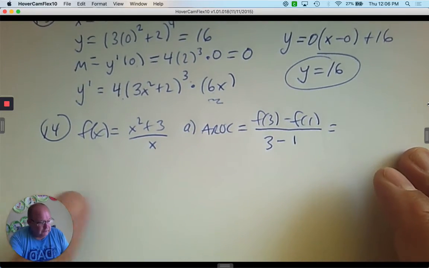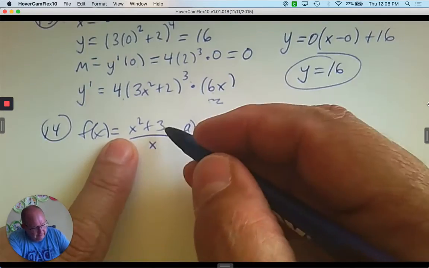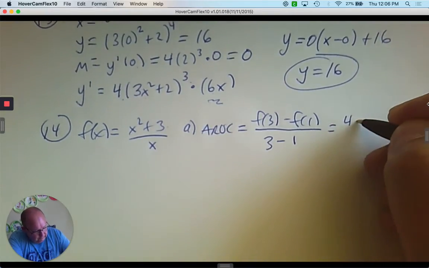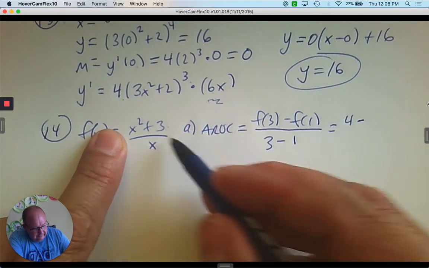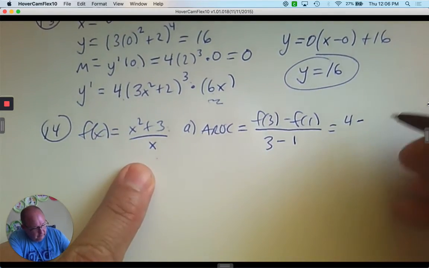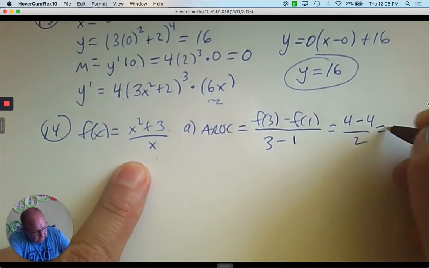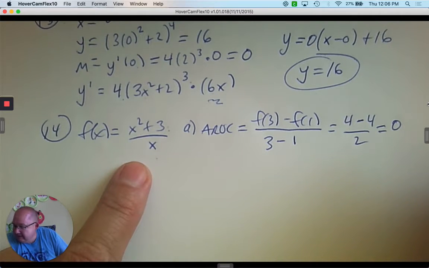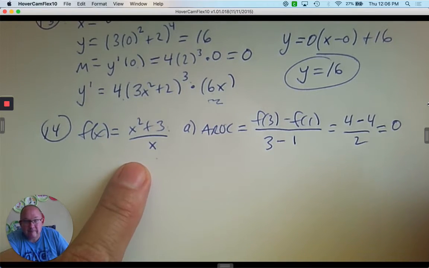We're going to plug 3 in first. That's 9 plus 3, which is 12, divided by 3. That's 4. Subtract, plug 1 in. 1 plus 3 divided by 1, that's 4 over 2. So I get 0. That's the average rate of change. Let's see if that matches my answer key. It is.